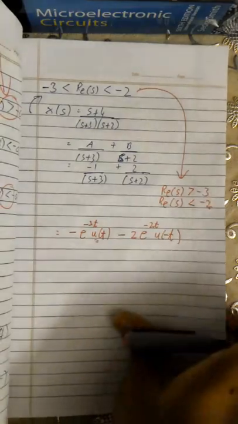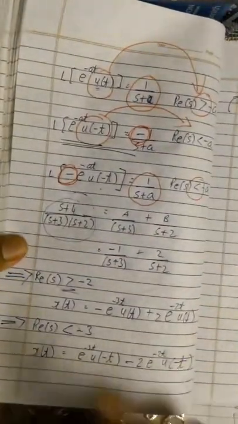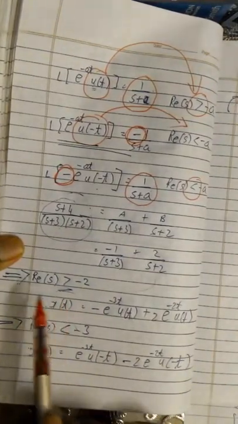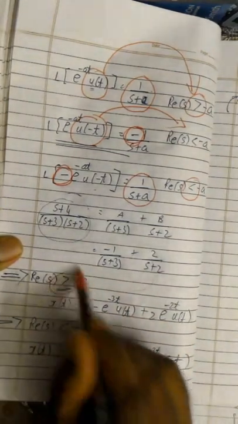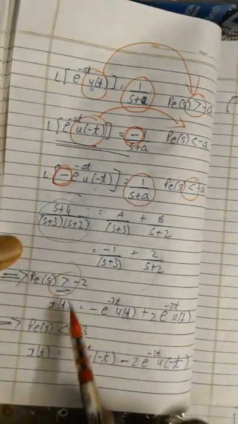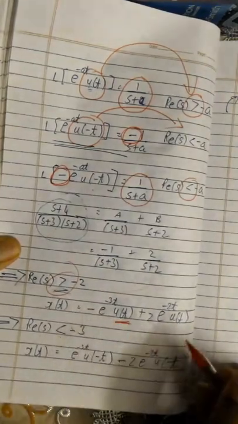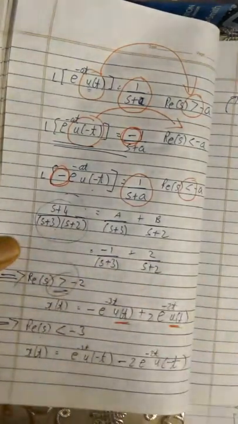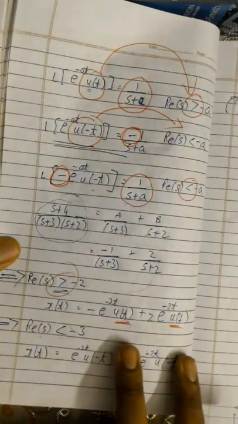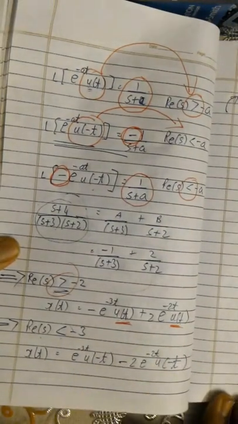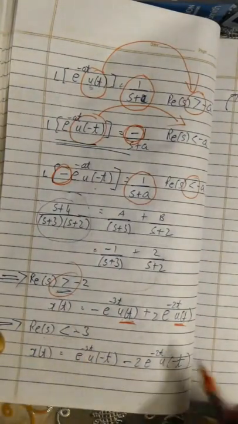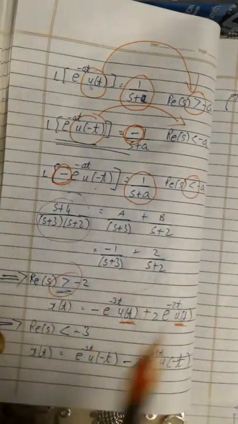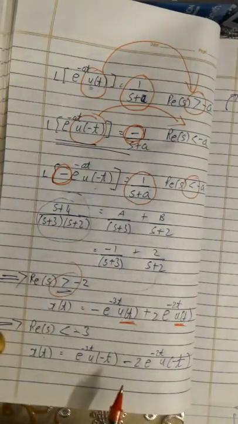So in terms of ROC, there are three cases. First, suppose your ROC is given as real part of s greater than some number. As soon as you see this, you should immediately understand that this is a right-sided signal. So simply find your inverse in the usual manner and then attach u of t to each and every term. That's all. Now suppose the real part of s is less than some number, then you should immediately understand that the given signal is left sided.